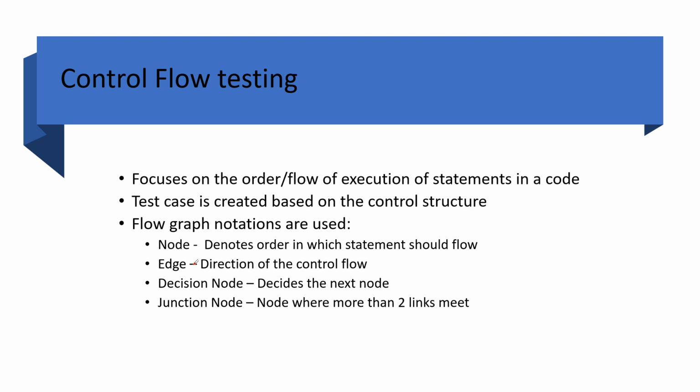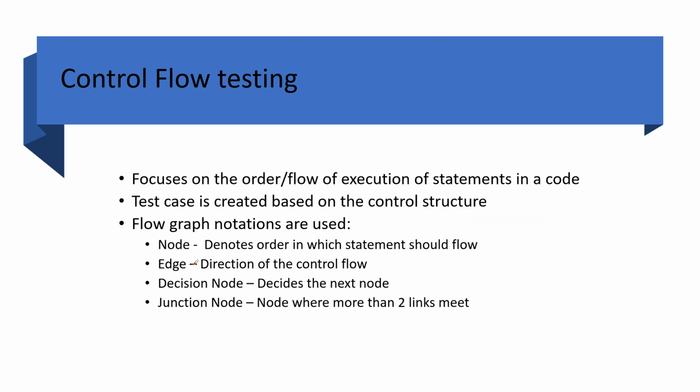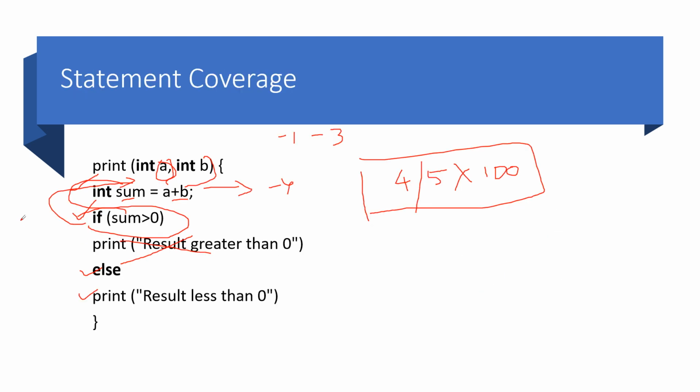So control flow testing. Control flow is nothing but, in this example, if you see, this is a control. Based on a value, the decision is taken and the control will be switched.